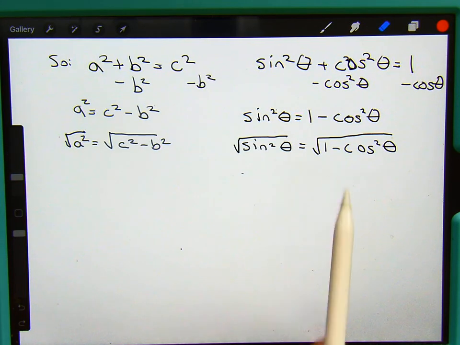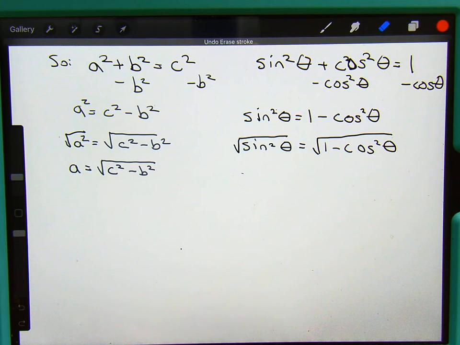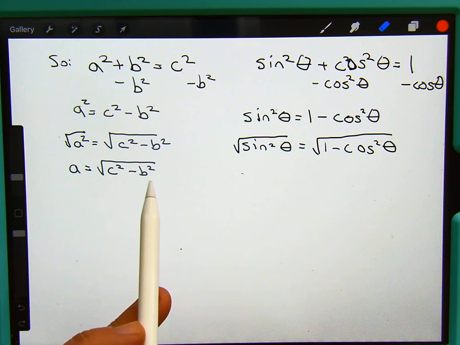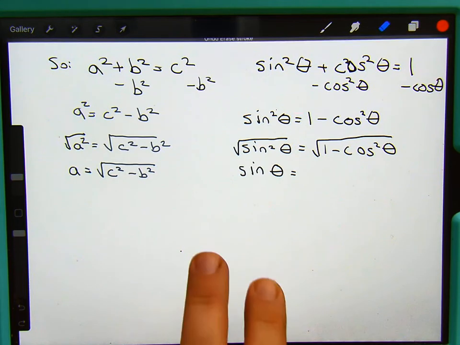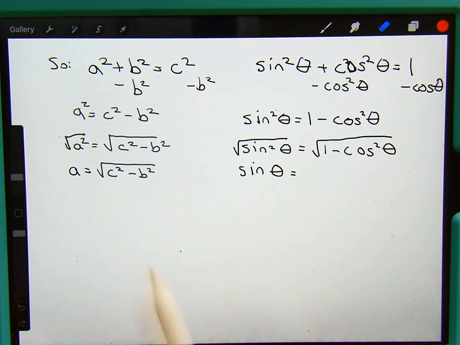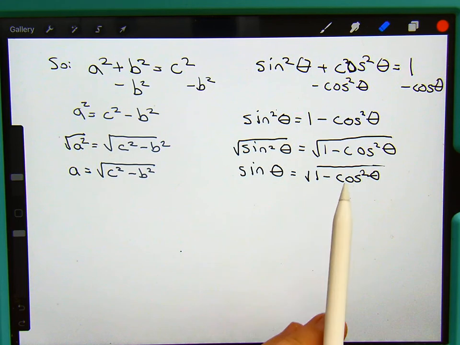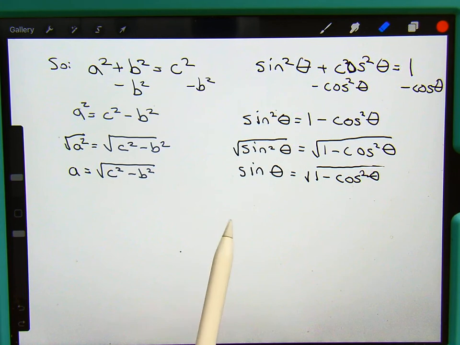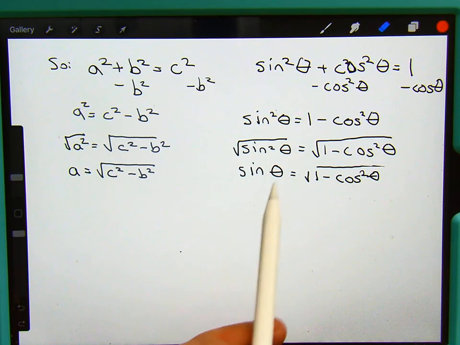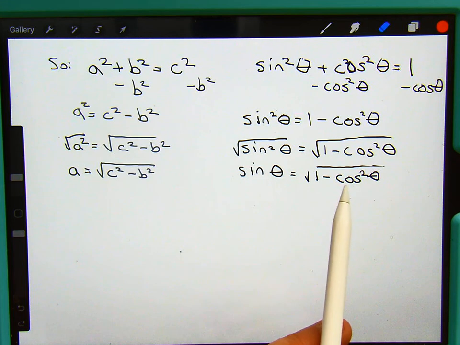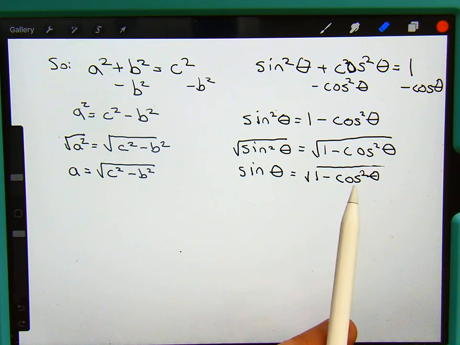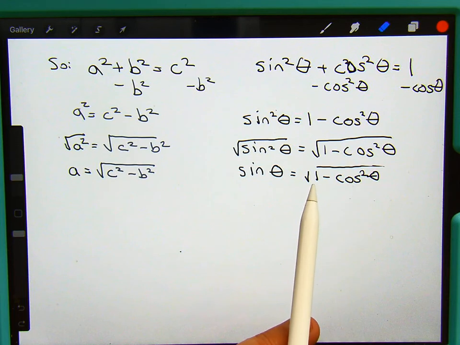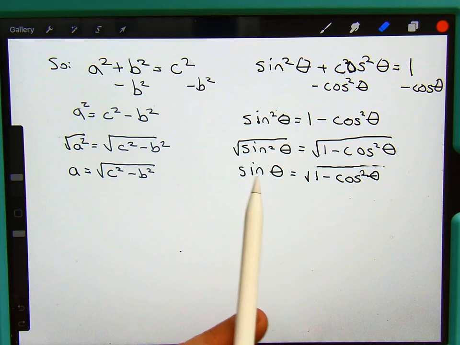So I do the same thing over here. That would give me a equals the square root of c squared minus b squared. And so over here, what I find is that sine theta actually equals the square root of 1 minus cosine squared theta. So I can then solve for sine theta if I know what cosine is, because all I have to do is square the cosine theta and subtract it from 1 and square root it. And that quantity would be sine.